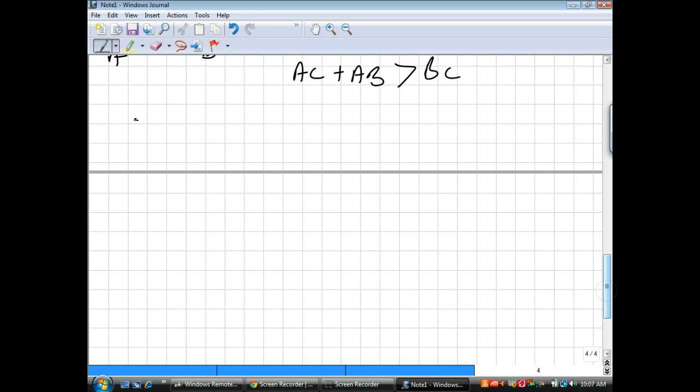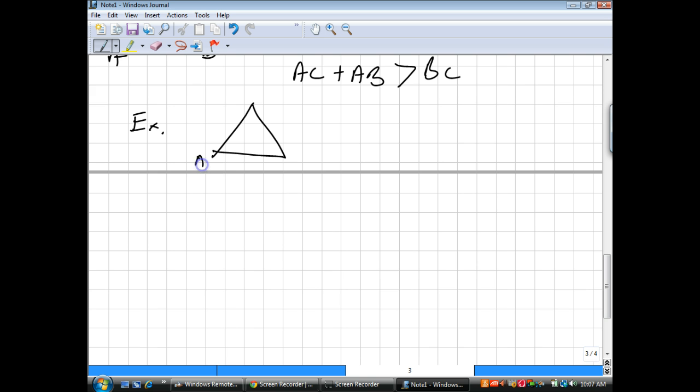All right, let's look at some examples. If I give you this triangle ABC, and this is 15, this is 16, this is 17, which angle has to be the greatest? Angle B would have to be greatest because it's opposite the longest side. And which angle would have to be the smallest? Angle C, because it's opposite the shortest side.